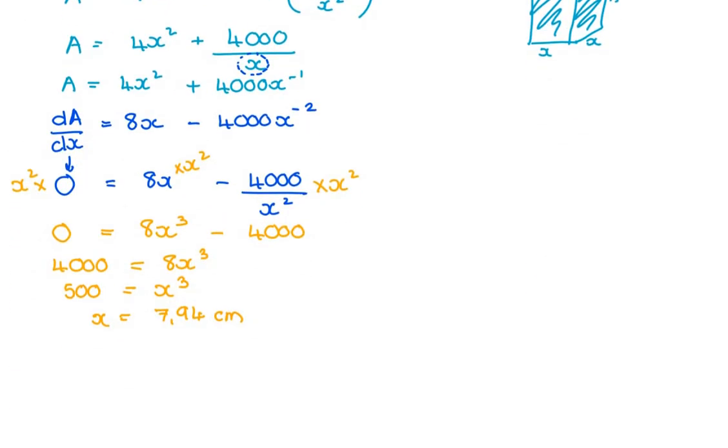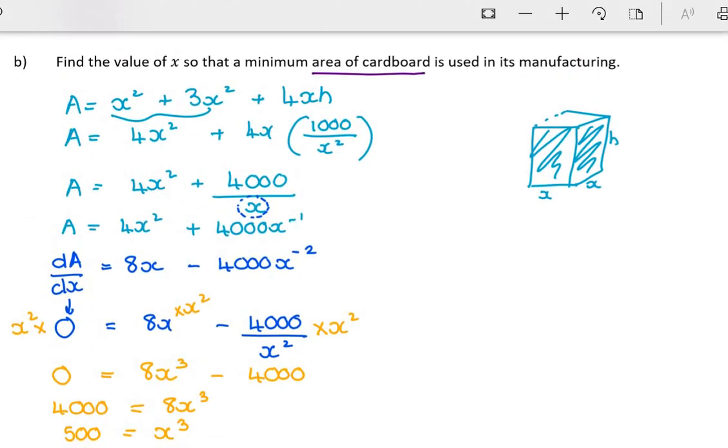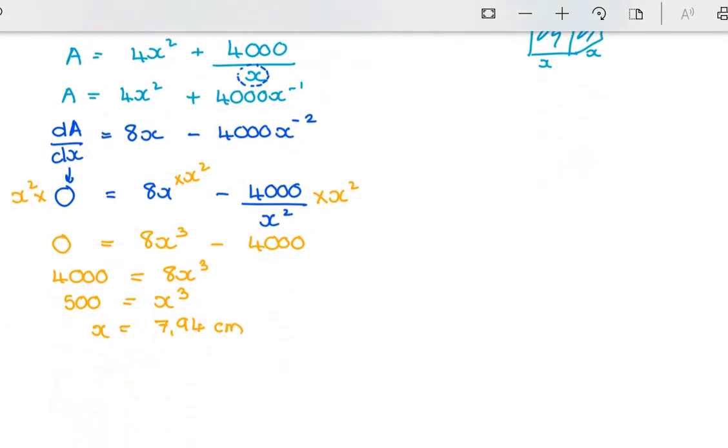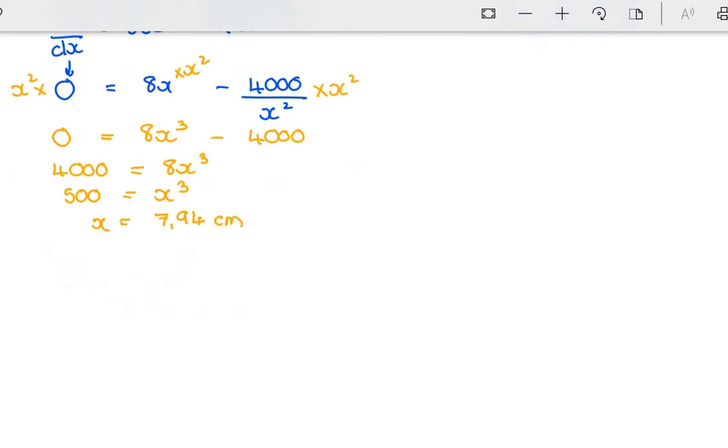Now don't be alarmed if your answers aren't perfectly round numbers. In real life, perfectly round numbers don't always happen. Now, did we answer the question? It said find the value of x so that the minimum area of cardboard can be used. Yep. So if you want a milk bottle which can contain 1 liter, you actually want to have a square base of 7,94 centimeters if you're trying to minimize the amount of cardboard, which would then minimize the cost and maximize your profit. So it's pretty cool.